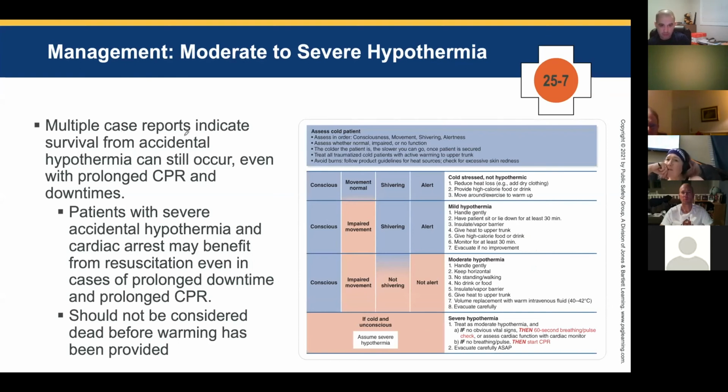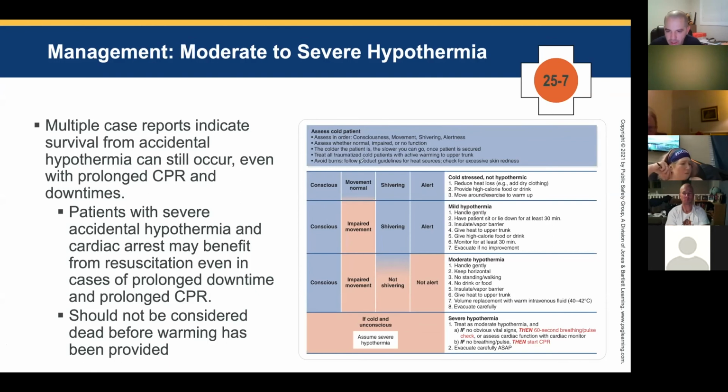So multiple case reports indicate survival from accidental hypothermia can still occur, even with prolonged CPR and downtimes. Patients with severe accidental hypothermia and cardiac arrest may benefit from resuscitation, even in cases of prolonged downtime and CPR. So these should not be considered dead before warming has been initiated. Once again, you're not dead until you're warm and dead.